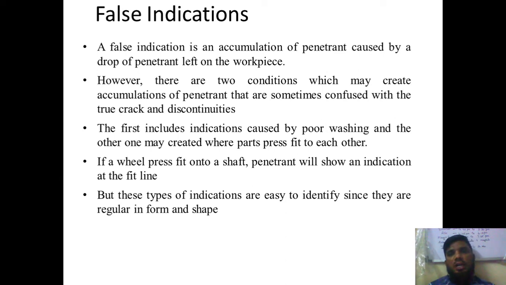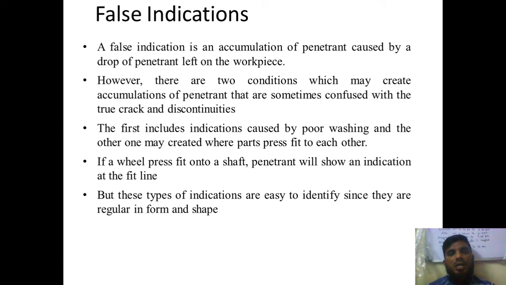How this generally happens is, when you are applying the penetrant and then washing it off, cleaning it by using a water washable, or a solvent reagent, or some kind of liquids, if the surface is not properly cleaned, the penetrant which is left out will give you some kind of false indication. So the false indication is an accumulation of penetrant caused by a drop of penetrant left on the workpiece. When some amount of penetrant is left out on the workpiece, that will surely lead to false indications, because when the developer is added, they will react and show you the indication.